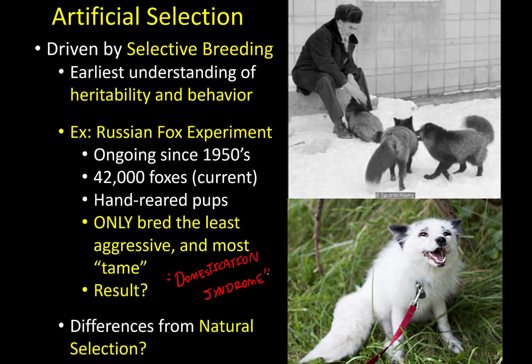So to try to figure out how consistent this linkage pattern was, Belyaev decided to domesticate an animal from scratch. He chose a truly wild animal, the Arctic fox, and started to hand rear their pups. This way, the pups would imprint on humans, recognize humans as their parental figures, and then once they were mature, the researchers would only breed the least aggressive and most tame of the individuals. And they did this over and over and over, multiple breeding seasons each year for decades.